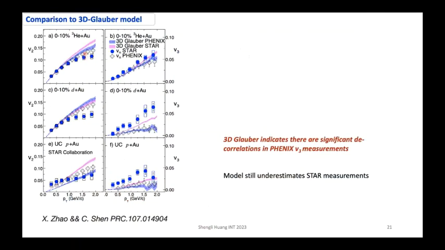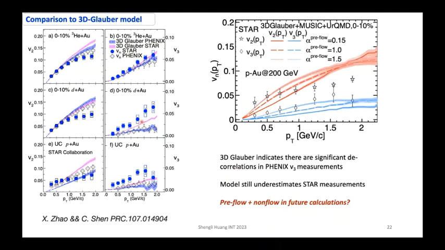Recently, there's a calculation from 3D Glauber from Wenbin Zhao and Chun Shen's group. You can see the blue line is the 3D Glauber calculation with the PHENIX method, and the pink line is from the STAR method. I want to point out that for the V3 in the p+Au and d+Au, you see there's a significant difference. That decorrelation will make the V3 significantly smaller. But they still underestimate the STAR measurement, right?